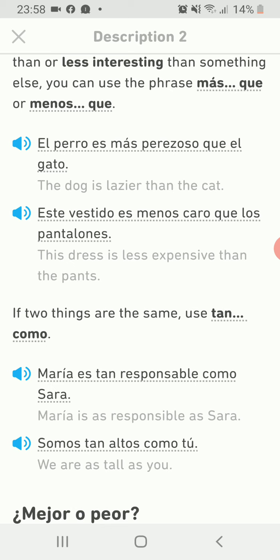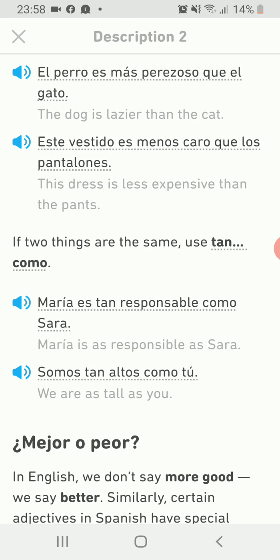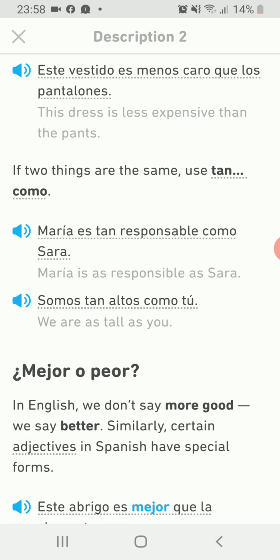Bonita que. Tan bonita como la falda. So la falda is a skirt, is beautiful, of course, and we want to say that the dress, el vestido, is also beautiful as, como, tan responsable. I think it's a little bit like this conjunction, as.